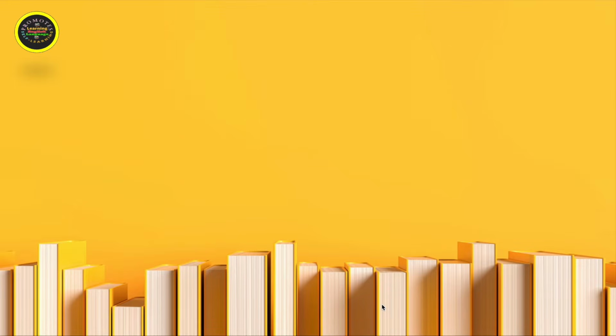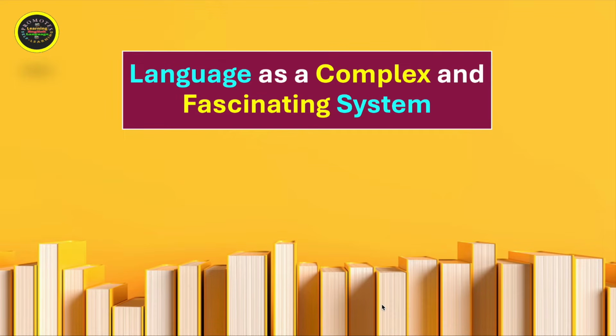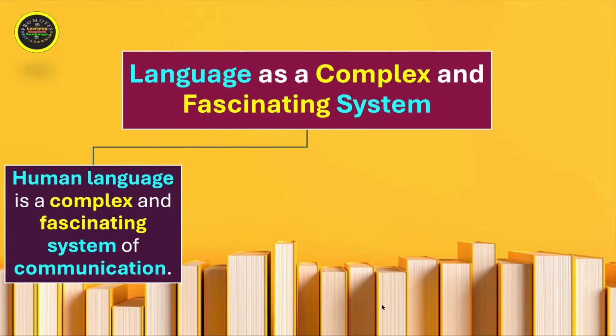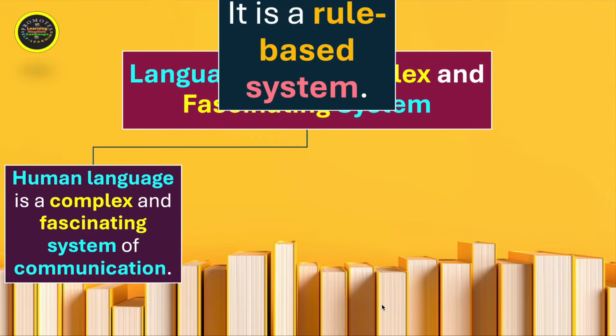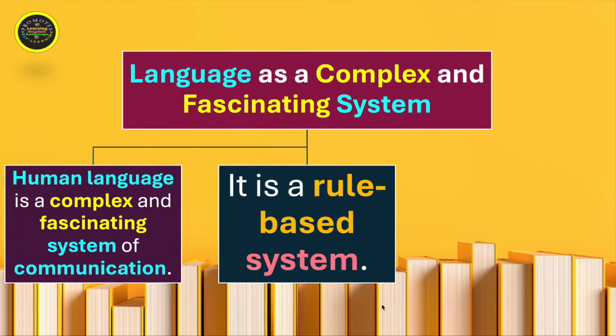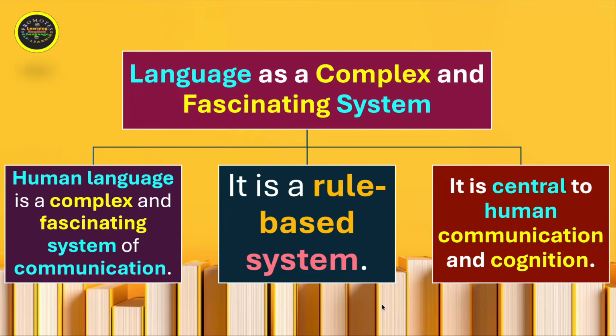Before we discuss, we must have the beginning of our discussion. Language as a complex and fascinating system. Human language is a complex and fascinating system of communication. No need to explain. It is a rule-based system. It is central to human communication and cognition. Means without language, human communication is in fact impossible.